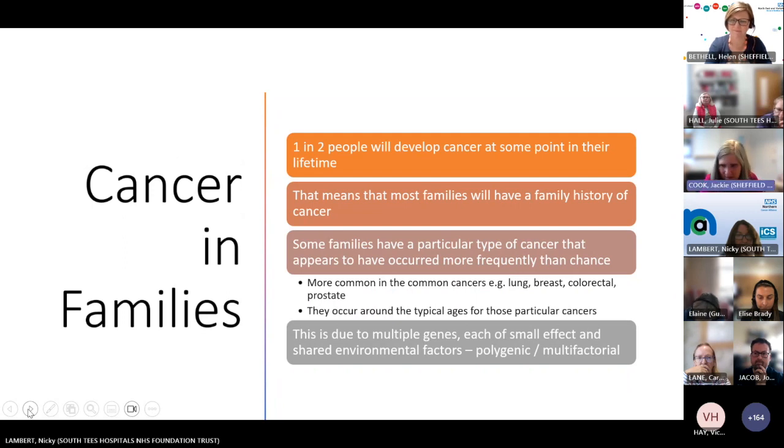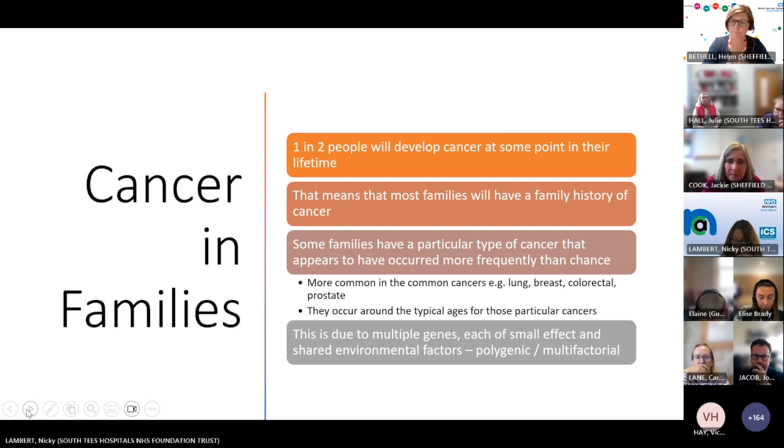So I've been talking about cancer and tumours. I'm going to move it out now to cancer and families. The first thing is some statistics. One in two people will develop cancer at some point in their lifetime, so there are hardly any families now that do not have cancer in their family. We all have a family history of cancer, if one in two people are going to get it.